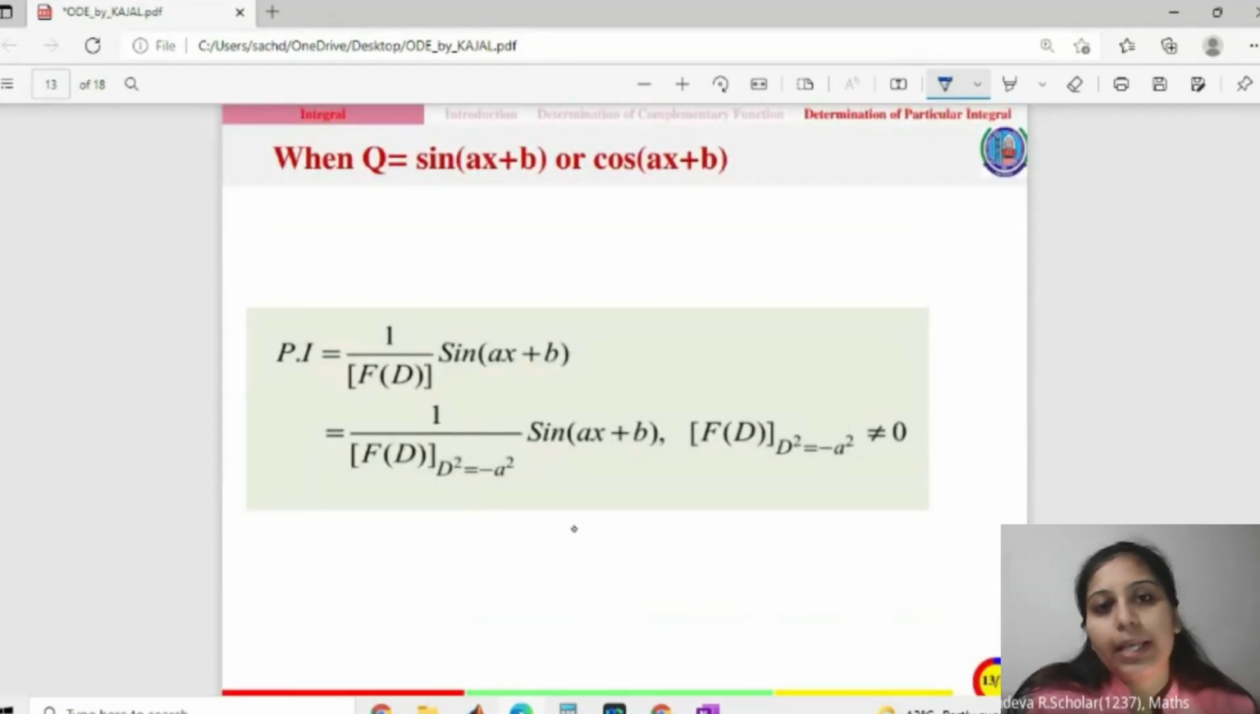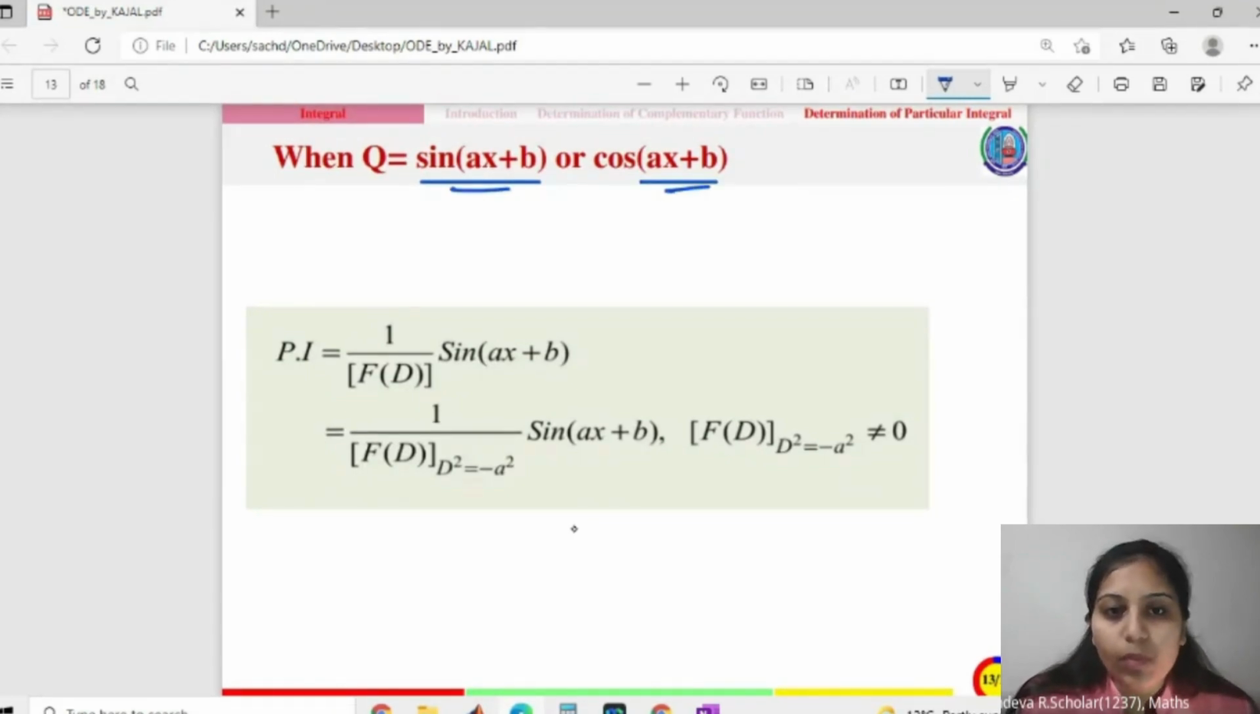Now we are taking the case when we have sin ax plus b or cos ax plus b. So in this type of equation, when Q is sin ax plus b, we just write PI as 1 upon f of D, sin ax plus b. Replace D square by minus a square here. What we do, we just replace D square by minus a square here.